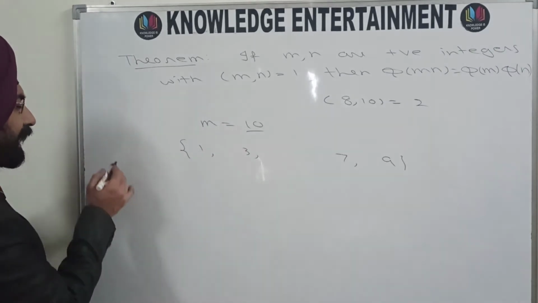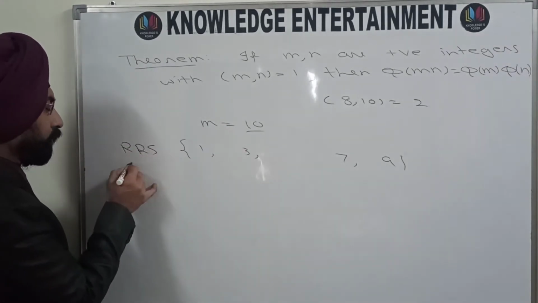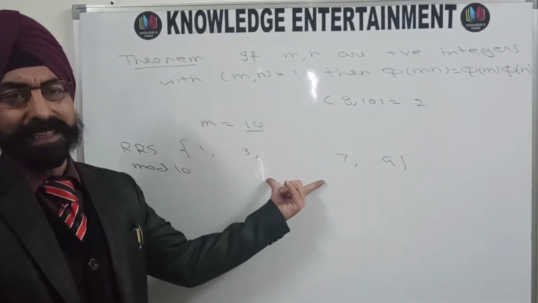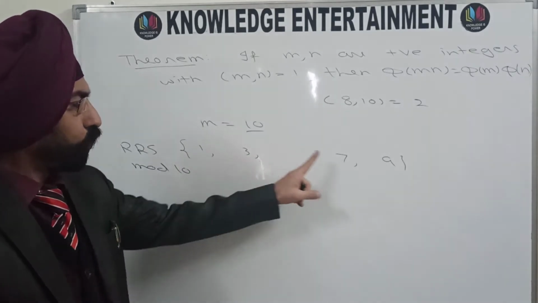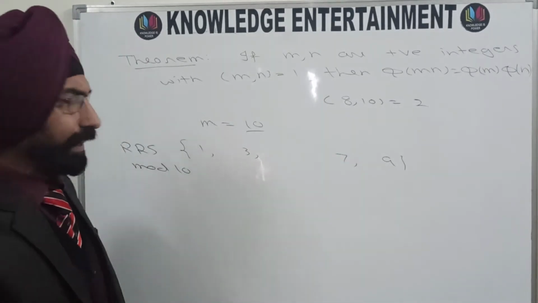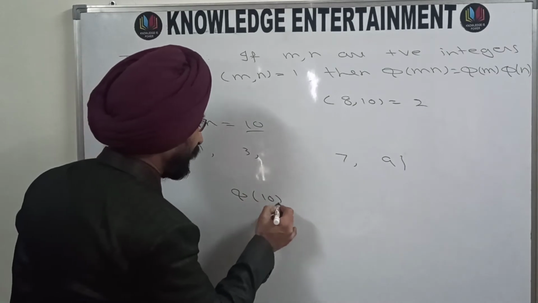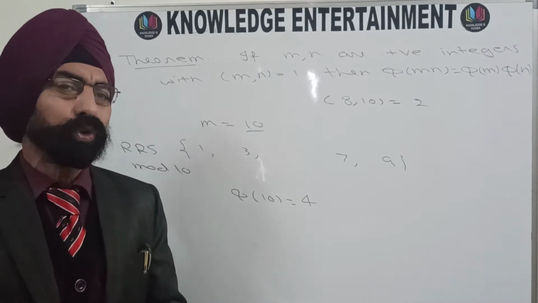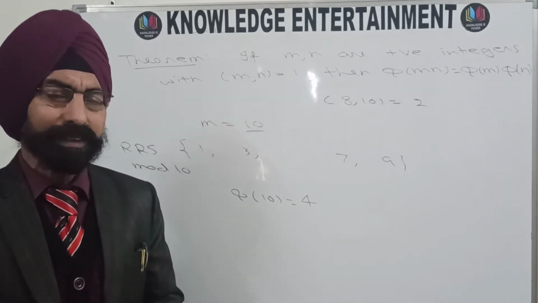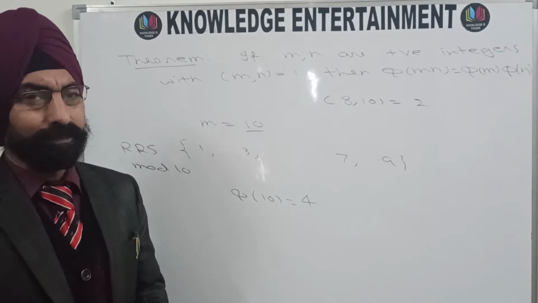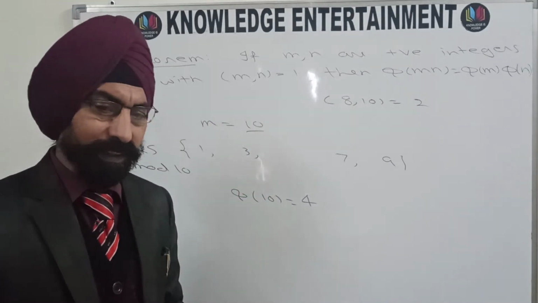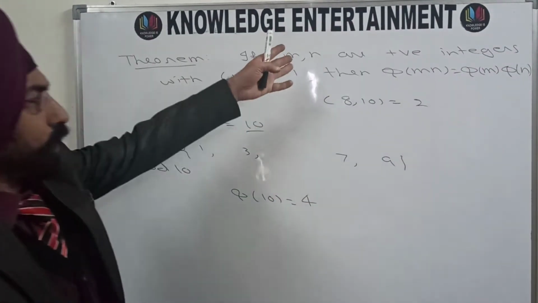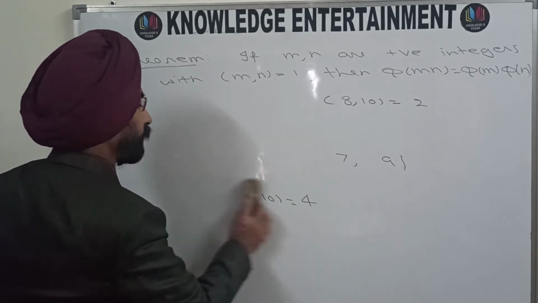So this is the reduced residue system modulo 10. And how many members are there in this reduced residue system? These are 1, 2, 3 and 4, and this is the value of phi(10). So your phi(10) is 4. That means phi(m) is the number of those natural numbers which are less than m and which are co-prime to m. So this is your Euler's totient function, and now we will move on to the proof of the theorem which we have written earlier on the top here on the board.